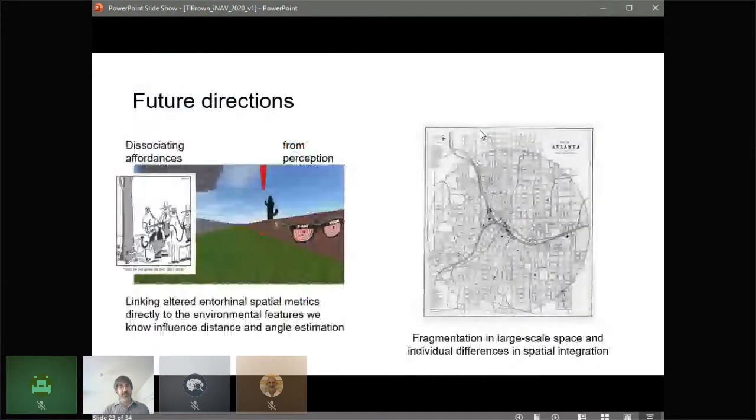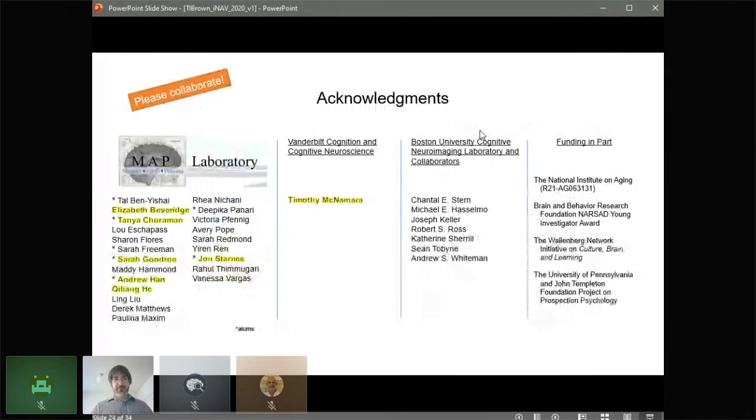So to conclude here, the direction we're going now is to explicitly make that link. How do the effects that we see in entorhinal cortex of these barriers relate to the cognitive differences that we can tie to affordances and perception in our cognitive tasks I showed you before? And one direction we're going to go here is to zoom out a bit and look at broader scale functional interactions between entorhinal cortex and the rest of the navigation circuit, and look at this in the context of people learning broader scale environmental structures, such as this chaotic layout of old Atlanta here.